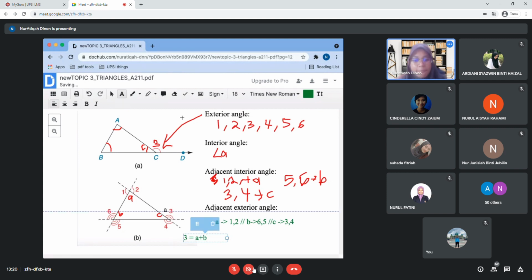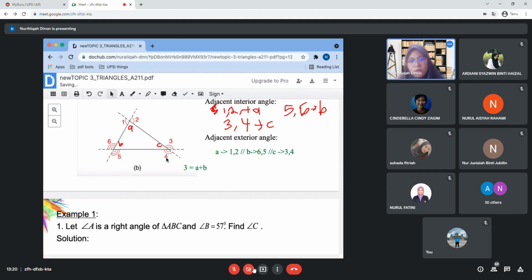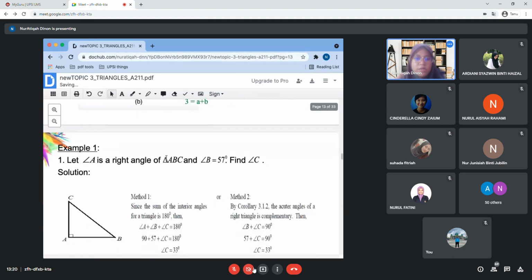Okay. I think hopefully everyone clear lah. So whenever you want to look at the measure of angle 2, we know that the adjacent interior angle is A, so we can say that the measure of angle 2 is B plus C. Okay. So difaham lah. Tapi saya rasa ada dekat dalam exercise kan. Ni just untuk nak ni lah.